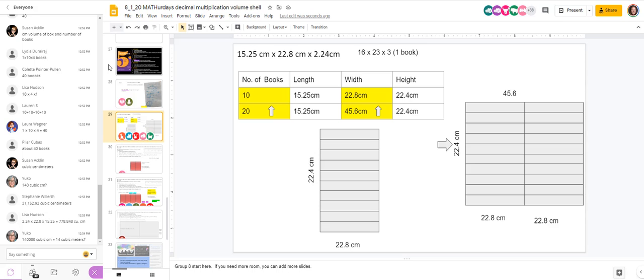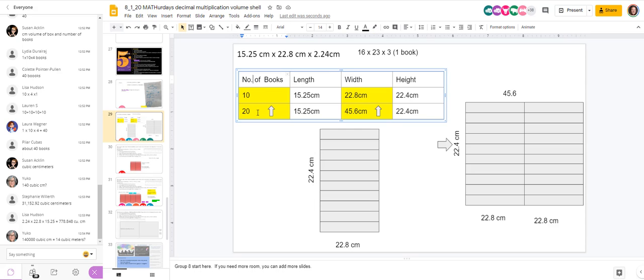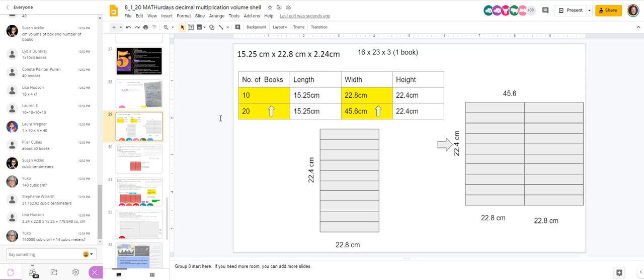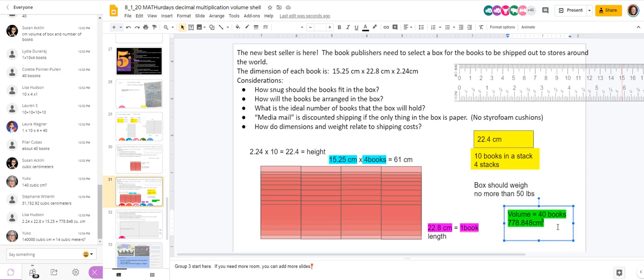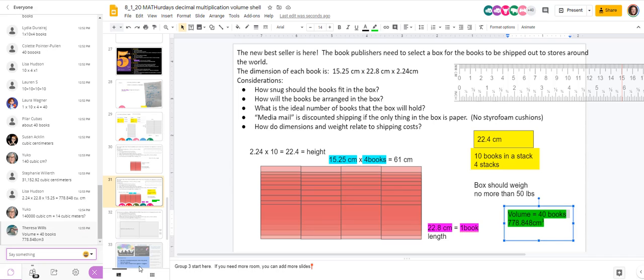who thinks they could add our other unit here next to our 20 and our 10? How could we figure that part out? Can you repeat that question again? Yeah, so on slide 31, we had 2 answers in terms of volume. Our volume was 40, and our volume was also 778.